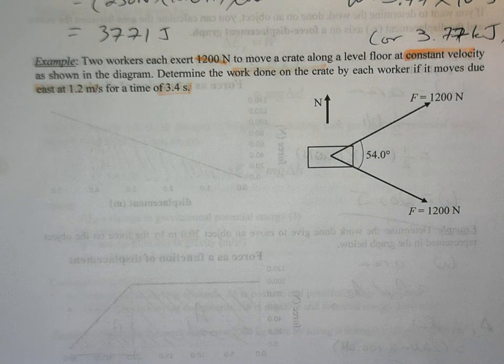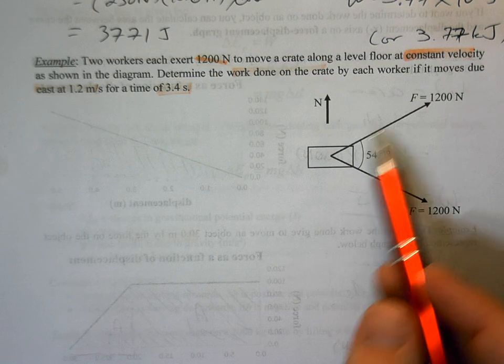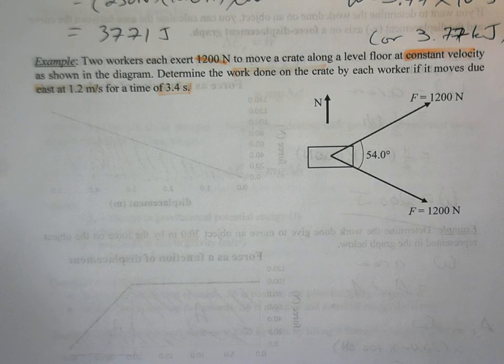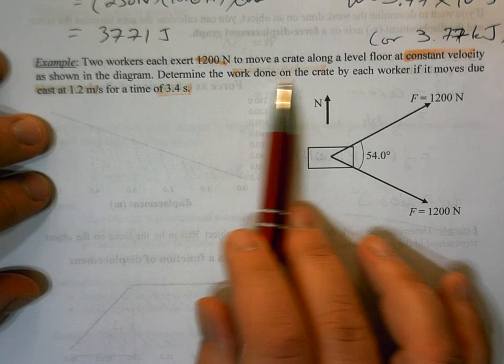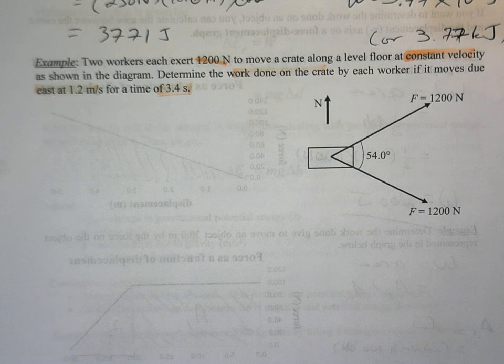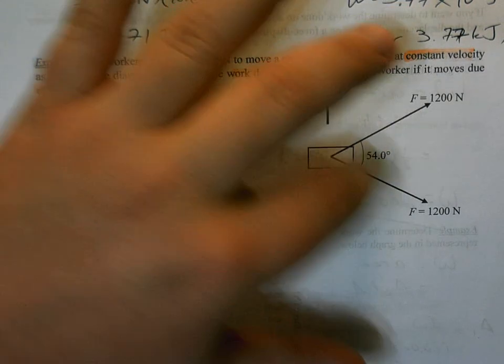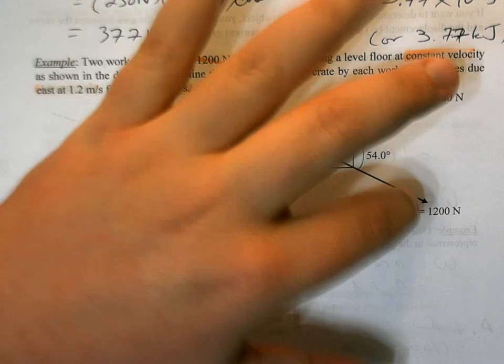Now, this thing is moving at constant velocity. There are applied forces by these two ropes. If this thing is moving at constant velocity, there has to be a force opposing the motion. Most likely, that is going to be friction. If we look at the net work on this system, the net work is going to be 0 because the net force is 0. But it's not asking for net work. It's asking for the work done on the crate by each worker. So we want to find the contribution of the work because of the two workers.